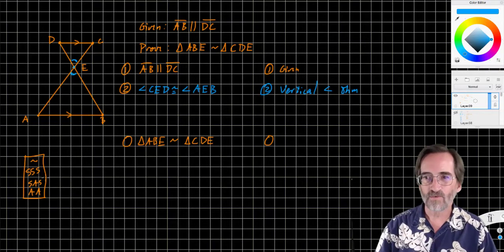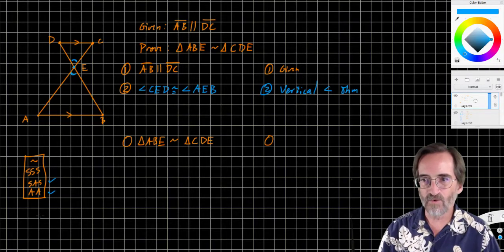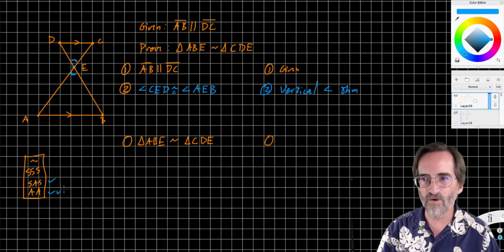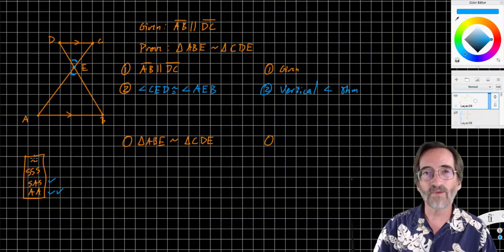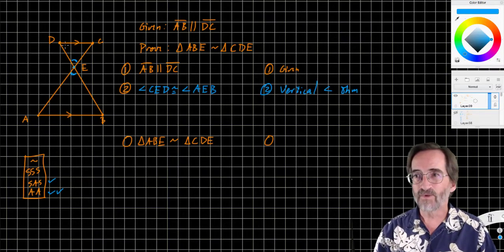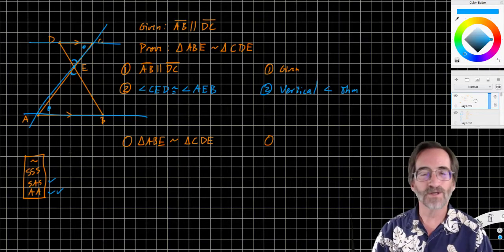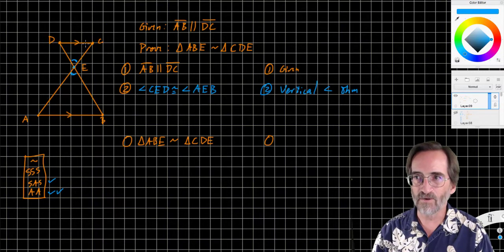Okay? So that would be good for side or angle, angle. I think we don't know anything about sides. I think we're going to need to go for angle, angle. So what I need is one more pair of angles congruent. Now I'm going to pick on this fact. I have DC parallel to AB and I've got a transversal. We call these two angles alternate interior angles. And when lines are parallel, which they are, alternate interior angles are congruent. So here's what I'm going to say. I'm going to say angle DCE is congruent to angle BAE.